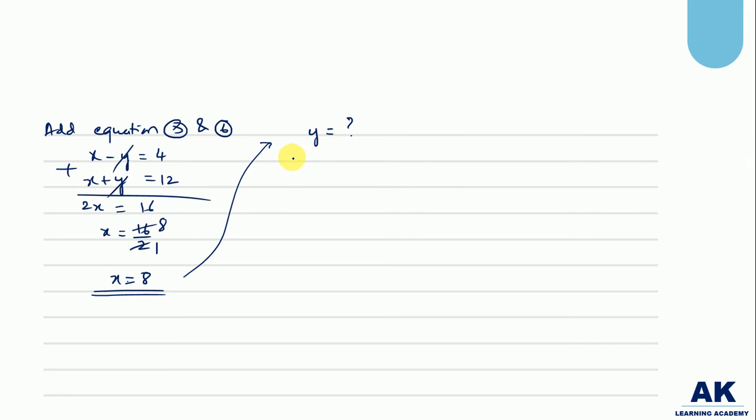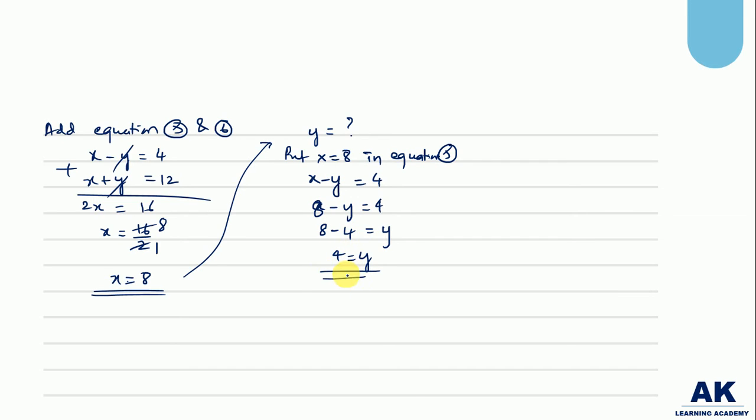Right? So put x is equal to 8 in equation 5. Equation 5 is x minus y is equal to 4. So x is 8, 8 minus y is equal to 4. So 8 minus y becomes plus y on the right hand side, and my plus 4 becomes minus 4 on the left hand side. So 8 minus 4 is 4, therefore y is equal to 4, right? So x is equal to 8 and y is equal to 4.